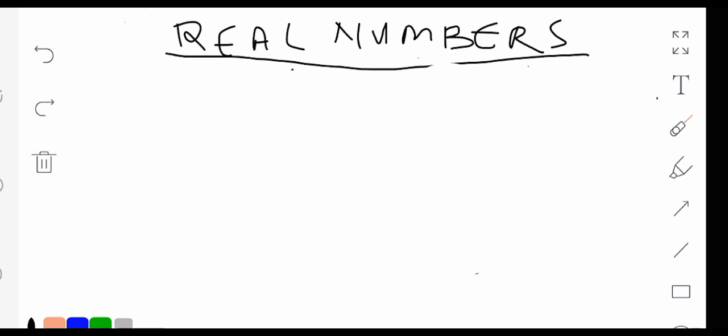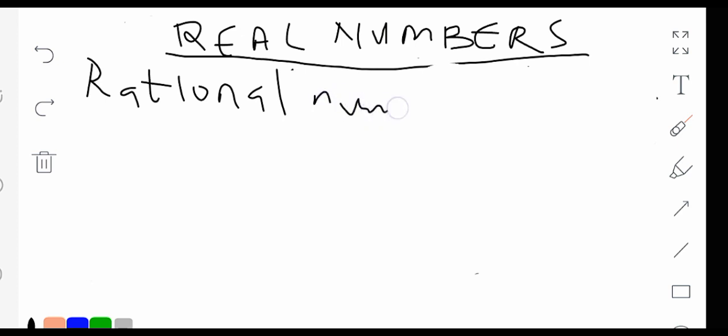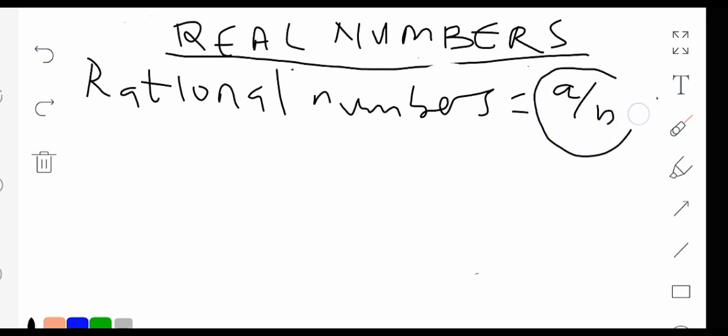So what are rational numbers? Rational numbers are numbers that can be put into fraction using two integers, as a ratio. What do I mean by that? That is, you can say a over b. It is possible. Those numbers that you can put into this ratio are what we call rational numbers.